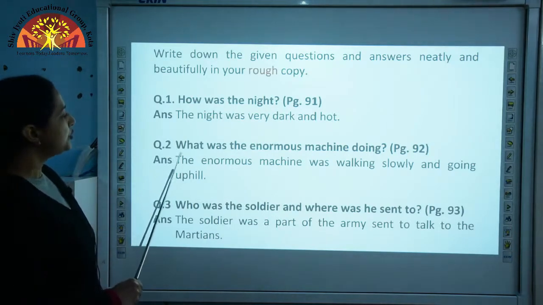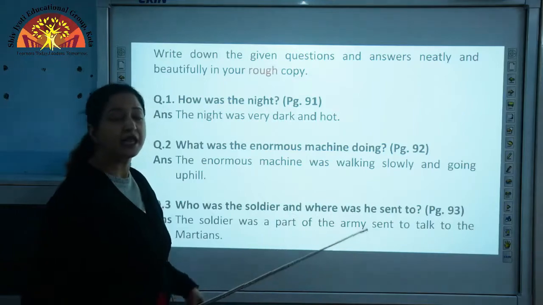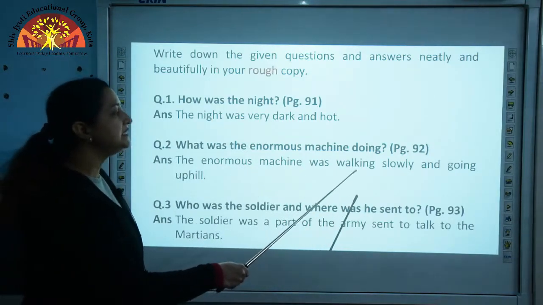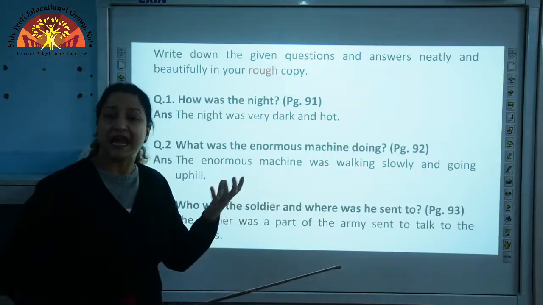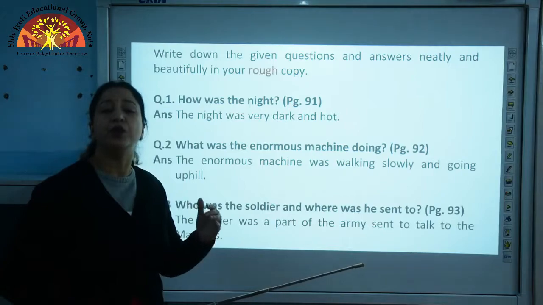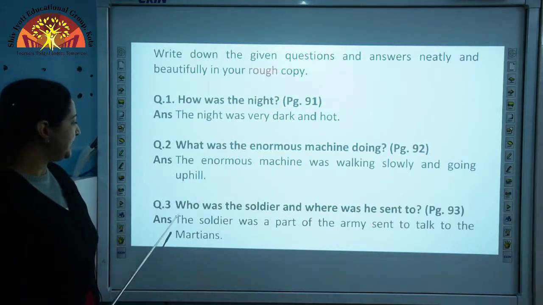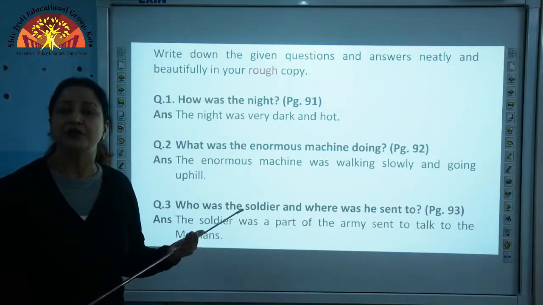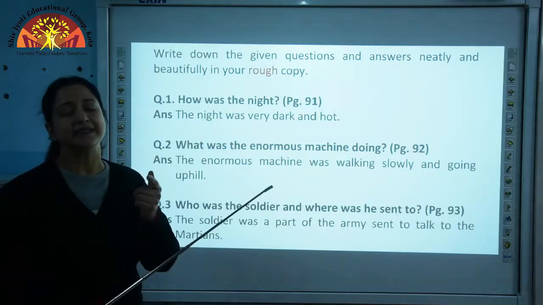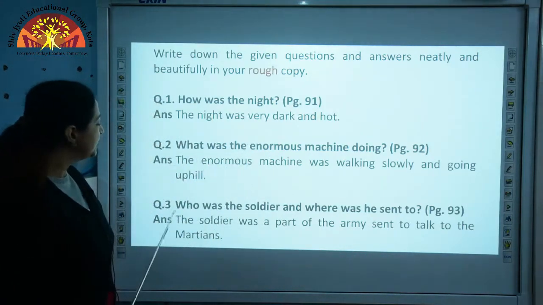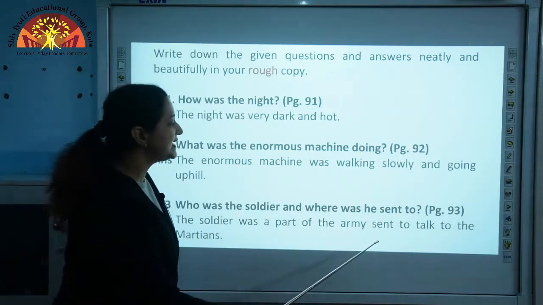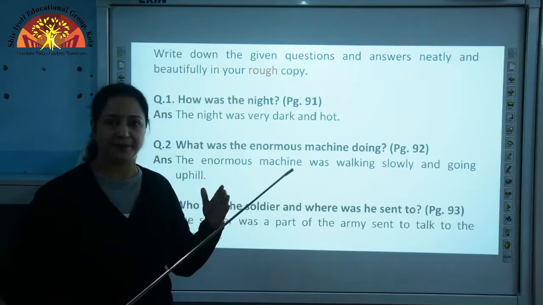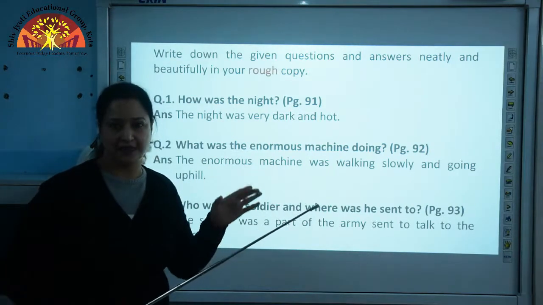Moving to question number 2: what was the enormous machine doing? What were those big and huge machines doing? The enormous machine was walking slowly and going uphill, because those were like a tripod, so they were walking very slowly. Question number 3: who was the soldier and where was he sent to? We are talking about the soldier who came to the narrator's place to hide himself from the Martians. The soldier was part of the army sent to talk to the Martians, so they could maintain peace on Earth.